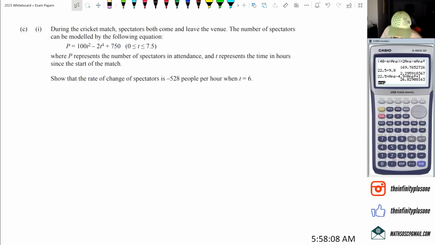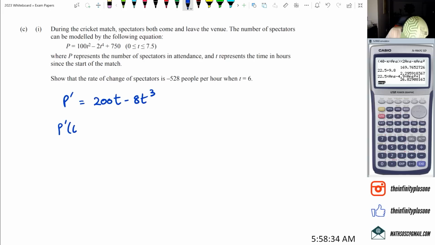So the next question actually says P is the number of people, T is time. Now it says show that the rate of change of spectators is minus 528 when T is equal to 6. So all we're doing is differentiating it and putting T equals 6. Differentiate P. So P dash is equal to 200T minus 8T cubed. And then we're just going to put in 6.